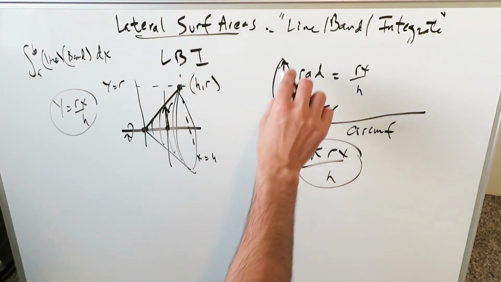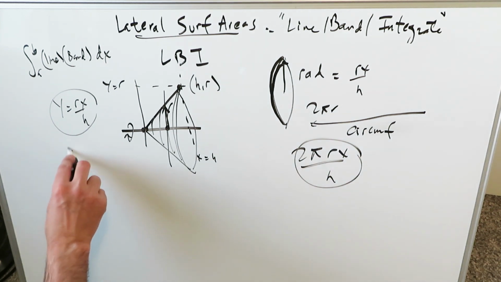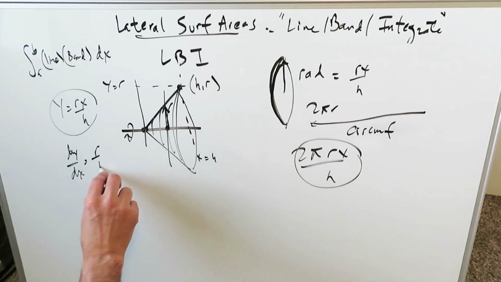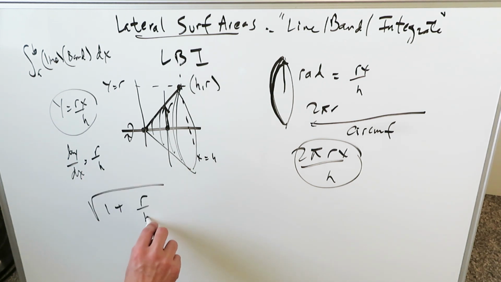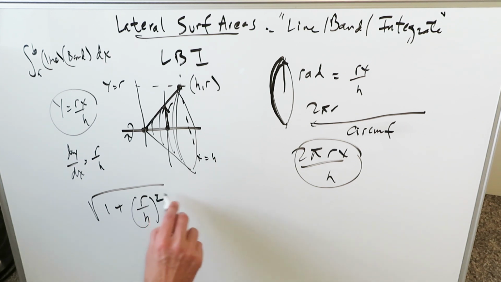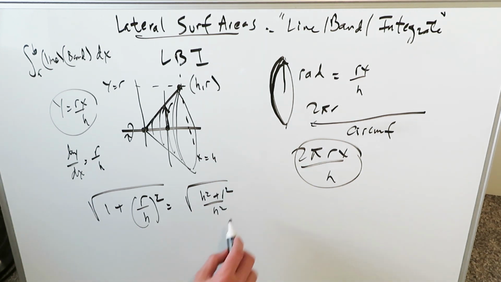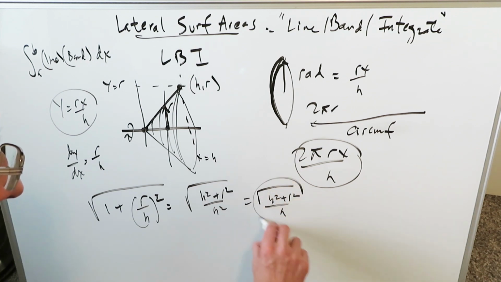Now I have to give it a certain band, make it into a band, and I will do that by doing dy over dx is equal to the derivative of this. It'll be r over h, and then you'll do 1 plus dy over dx whole square, which is r over h whole square. You can do this. You'll have square root of h square plus r square over h square. When you do the fraction algebra, you'll have square root of h square plus r square over h. This is what I have.